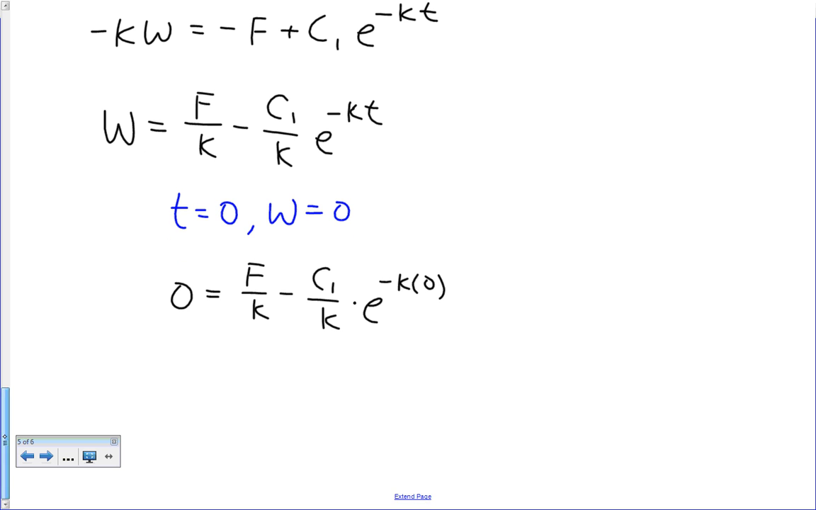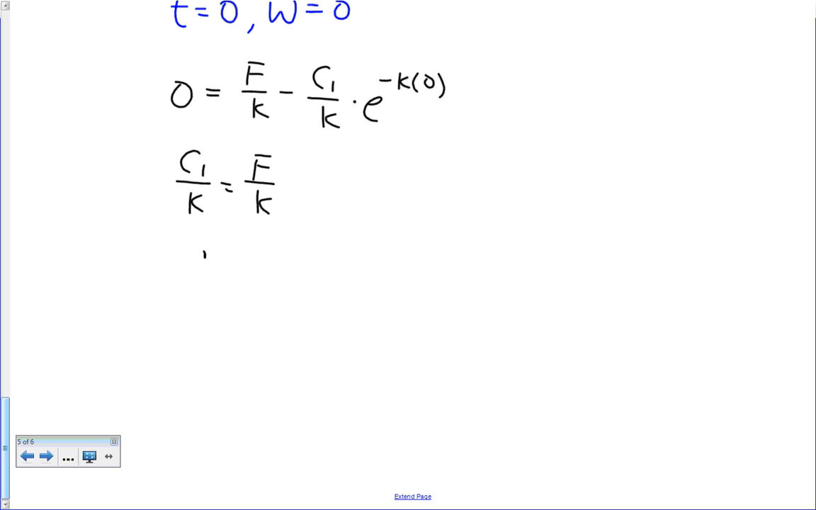So you're going to end up with C1 over k, when I move it over to the left-hand side, is equal to F over k. Again, the e to the k times 0 is 1. So I can slide that over the other side, add it to the other side. If I multiply through by the k's there to cancel those out, I'll get C1 is equal to F. So F is equal to C1 there for us.